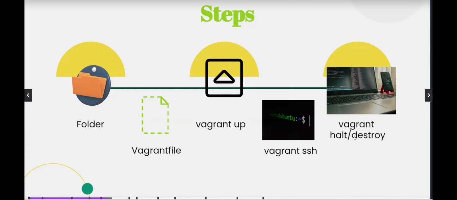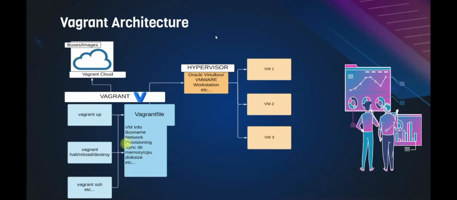Now we will see how to do the automation part. This video is only for explaining what Vagrant is, what the Vagrant architecture is, how Vagrant works, and how Vagrant automates VM creation tasks in Oracle VirtualBox, VMware, or Workstation. In the next video we will see how to automate the task in Git Bash. Vagrant is a command line tool.